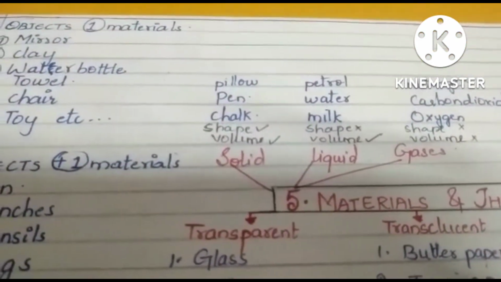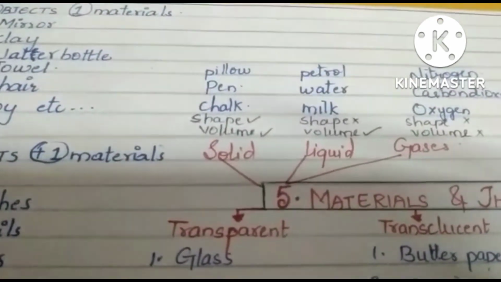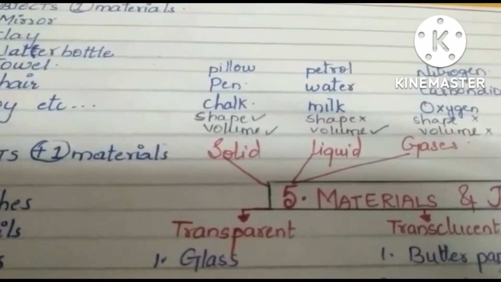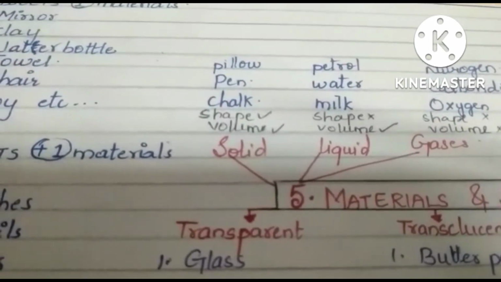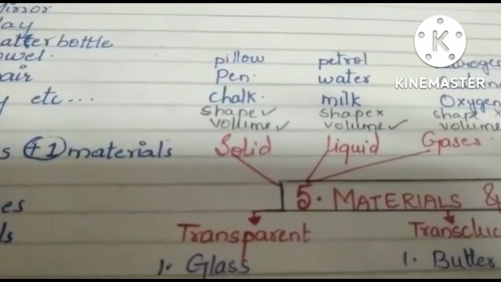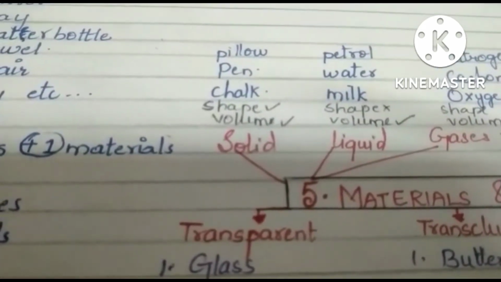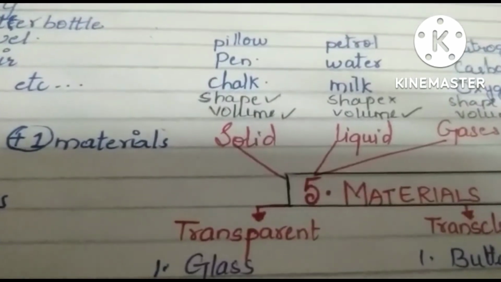Everyone knows this, but for the definition you have to remember this. A material which has a definite shape and definite volume is called solid, and it is rigid, okay? जिसका definite shape होता है और जिसका definite volume होता है उसे हम solid बोल रहे हैं, correct?